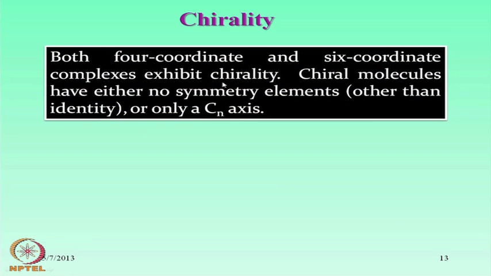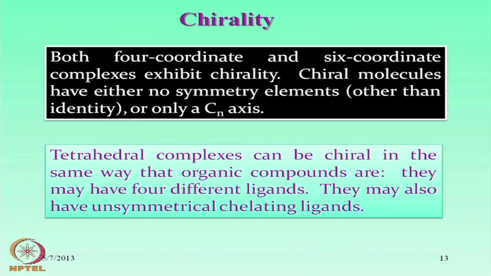It is the meridian of one particular hemisphere that is occupied by the same type of ligand system. So, from there we can see the corresponding chirality of the molecules. The chirality of the molecule will come for the 6 coordinate geometry also, but for the 4 coordinate as well as the 6 coordinate complexes they exhibit chirality, and these molecules have either no symmetry elements other than the identity element, that means the E operation, or only a Cn axis. If they have only the Cn axis and no other symmetry element, then we consider these molecules as chiral.